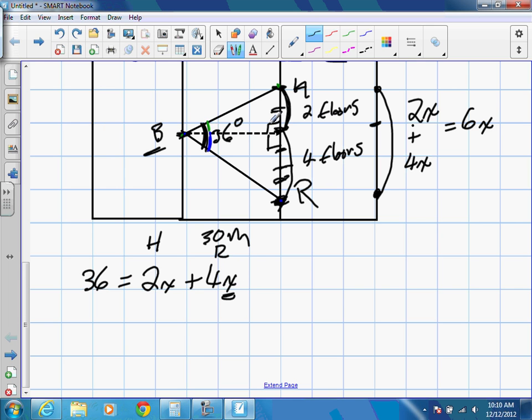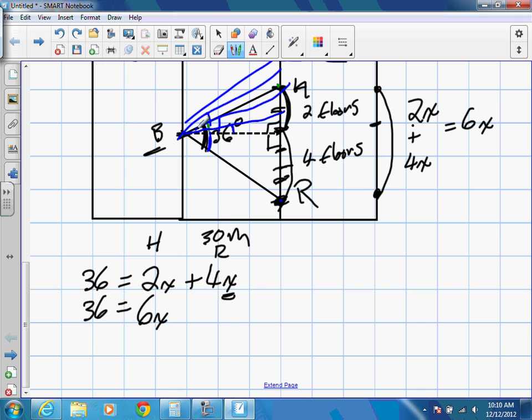So we're going to add these two together. 2x and 4x is 6x, which is equal to 36 degrees. So we're going to figure out how many degrees each floor represents. In other words, every time he looks up a floor, what's that degree? Because that degree will just double or triple every time we go higher or lower. So what we're going to do here is divide by 6 to get x by itself.